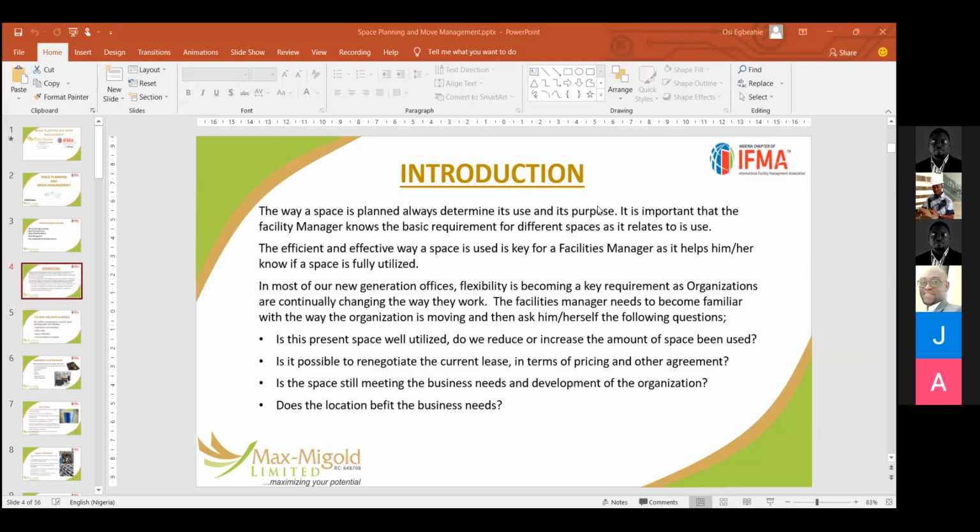Then you ask yourself another question: does the location befit the needs of the business? Does the location of the office space now befit the present status of the business? It is possible you started the business somewhere like Ajegule, and as the business grows and you begin to expand, you may come to realize that this location has been good for a while, but we may need to change location.